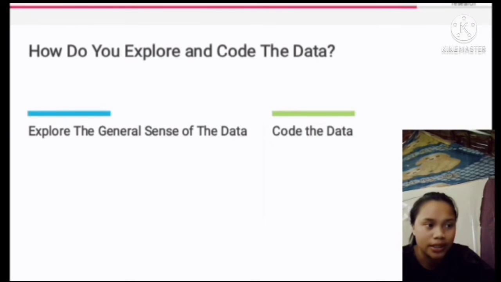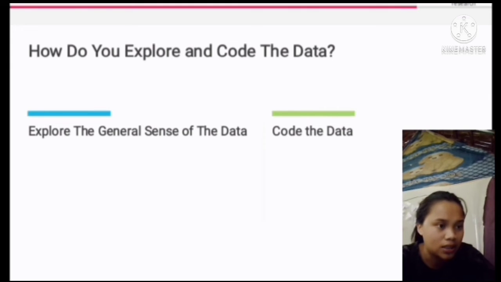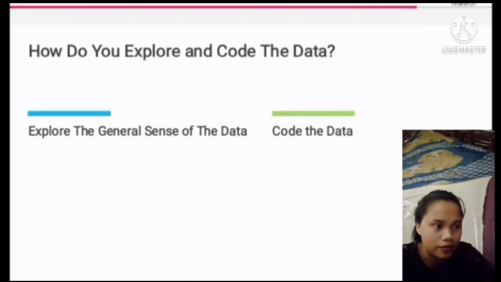How do you explore and code the data? There are 2 points. The first point is to explore the general sense of the data and code the data. The first step in the data analysis is to explore the data. A preliminary exploratory analysis in qualitative research consists of exploring the data to obtain a general sense of the data, memoing ideas, thinking about the organization of the data, and considering whether you need more data.